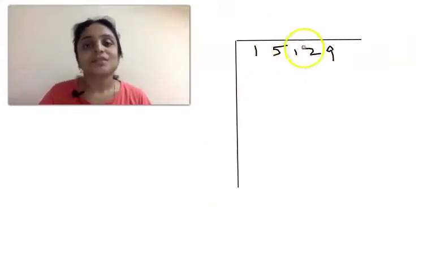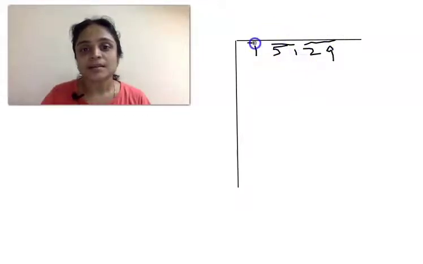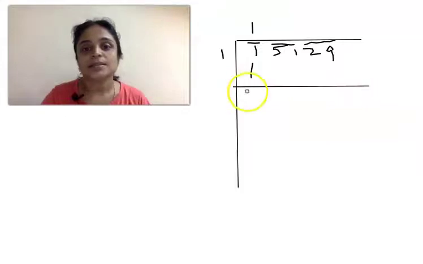Now, we'll find square root of 15129. Okay, so first pair this from the right and now find a number whose square is less than or equal to 1. It is obviously 1. 1 square is 1. Then 1 minus 1 is 0. Then bring this 51 down.